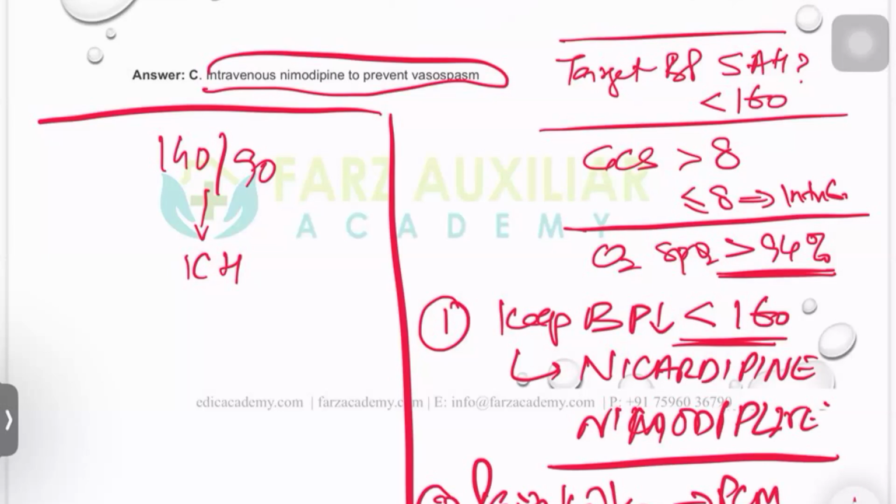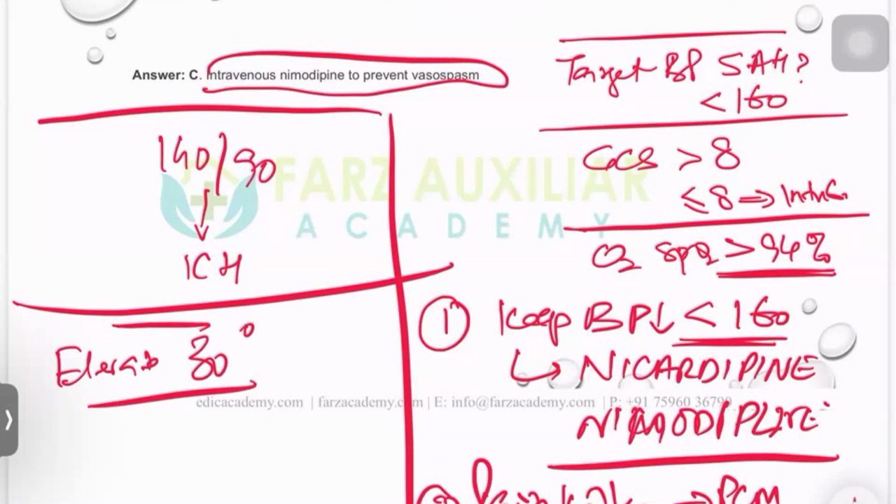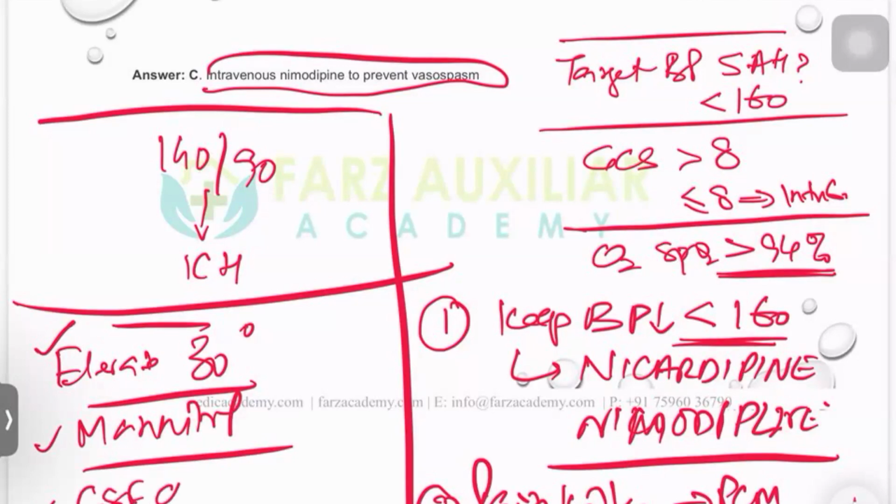Other things that you need to do: elevate the head by 30 degrees. This is also important. See, in EDIC, you will be asked these questions. Then mannitol, very important. Mannitol, a diuretic and decongestant of the brain, very good drug. And you can rarely do a CSF drainage also. Why? Because there is blood in the subarachnoid space.